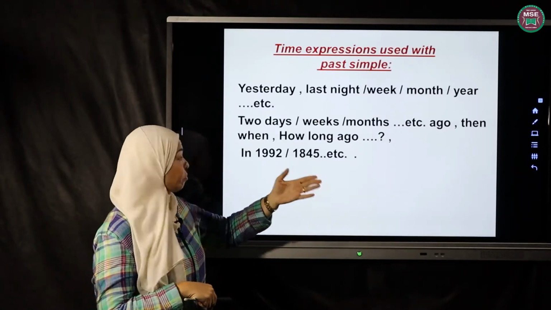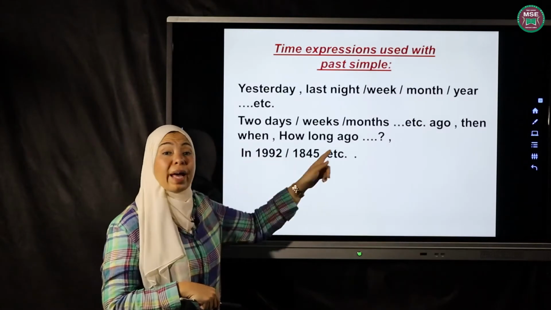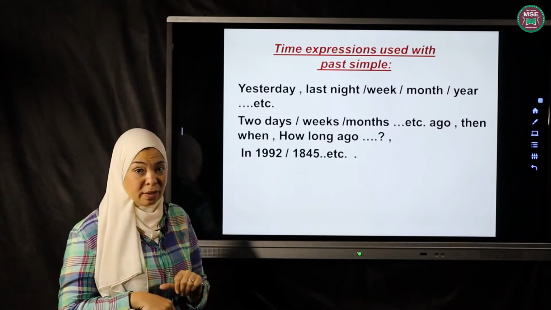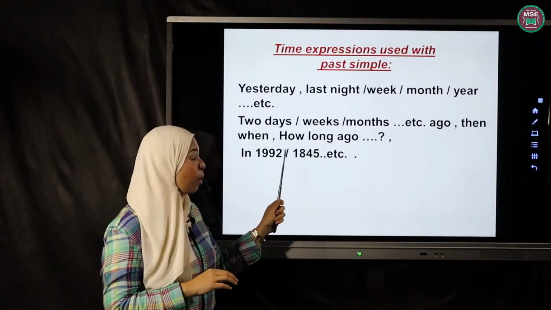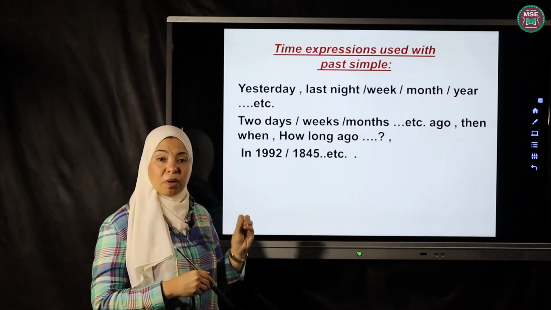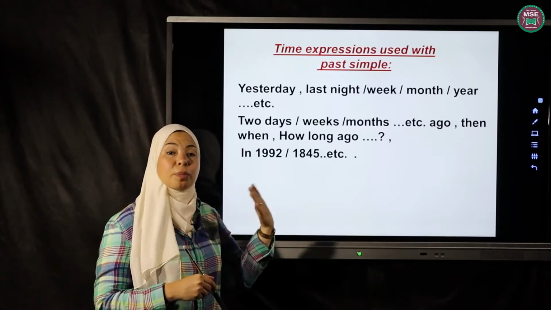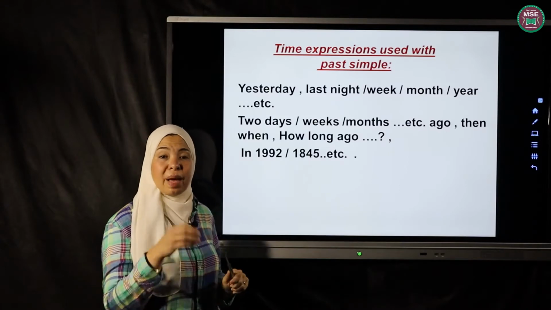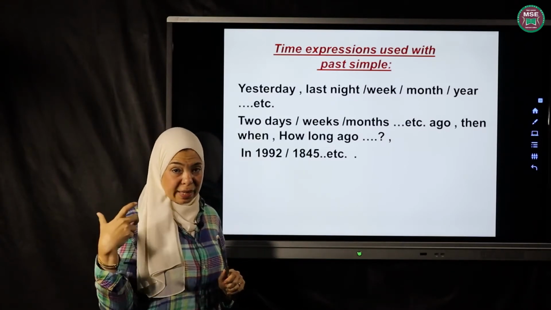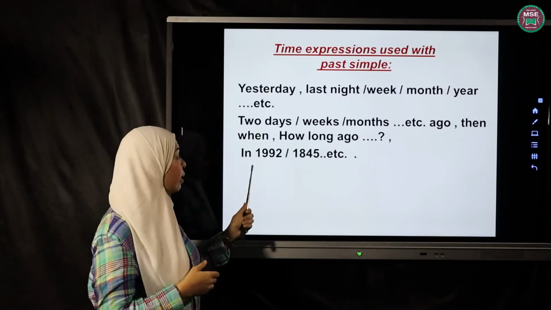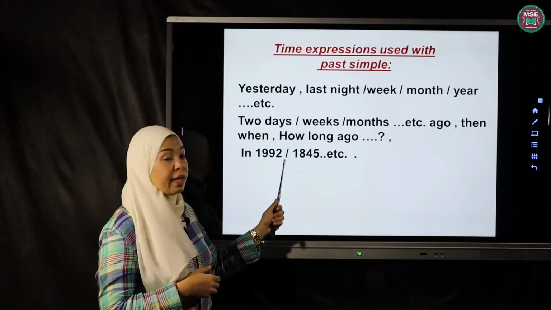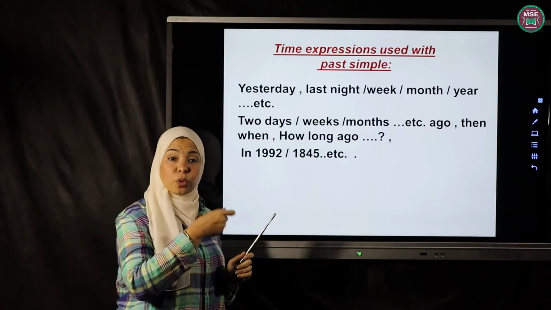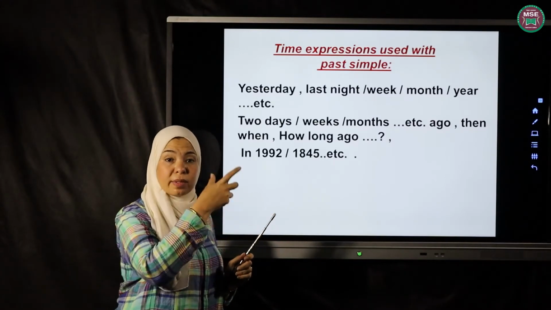Then, "when" and "how long ago", which differ from the present perfect continuous. As I said before, "how long" is one of the most important time expressions for the present perfect progressive or present perfect continuous. But if I put "ago", this means that I'm asking about a past state or past action. In 1992, in 1845, so "in" plus a specific date refers to a past action or a past statement.